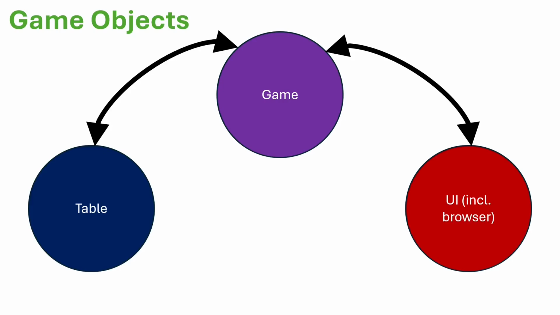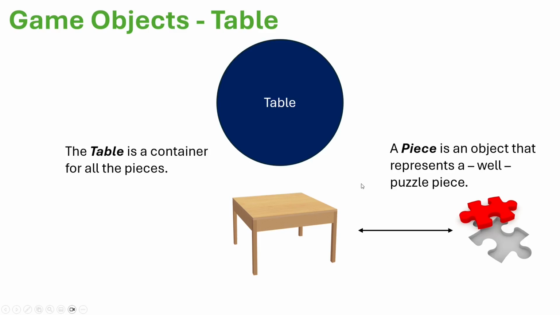Now, what are the objects that are going to be available? There are a bunch of different objects, but there are 3 main objects. The big ones are the table, the game, and the UI. And let's go through each one of these one at a time. The table itself is a container for all the pieces. And a piece is a piece.